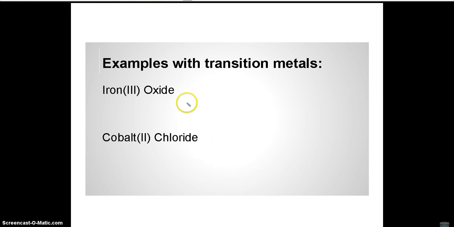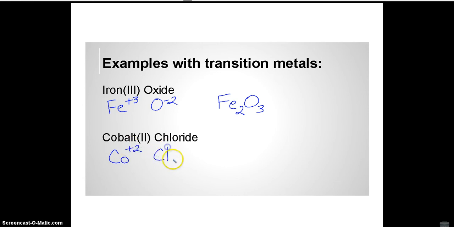Okay, examples with transition metals. What does the Roman numeral mean? I hope you just said out loud the charge of the ion. So Fe(III) has a +3 charge. Oxide from the periodic table has a -2 charge. Now we have +3 and -2. How do we make them add up to 0? Well, we make them both 6. So we're going to need 2 irons and 3 oxides. So we write that Fe2O3. Okay? All right, cobalt(II). Cobalt has a +2 charge from the Roman numeral. Chloride on the periodic table has 7 valence electrons. It gains 1. We need 2 chlorides to make them add up to 0, so CoCl2.